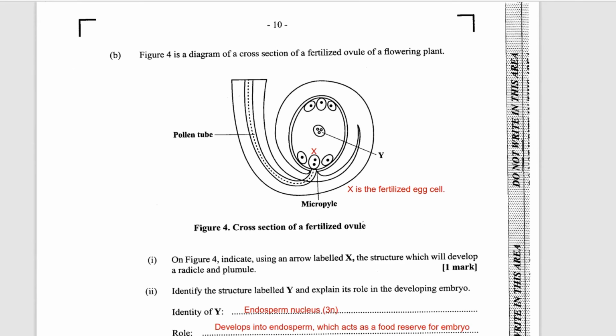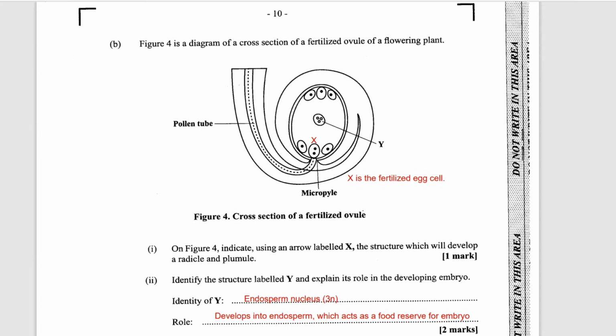Alright, so figure 4 is a diagram of a cross-section of a fertilized ovule of a flowering plant. And here we can see the pollen tube, and this would have been moving down the style to come into the ovary. And here we could see all our friends here, the pollen nuclei would have moved in as the male nuclei. And it already happened because you could see at Y there's a triploid nucleus, so that means there's 3 sets of chromosomes here.